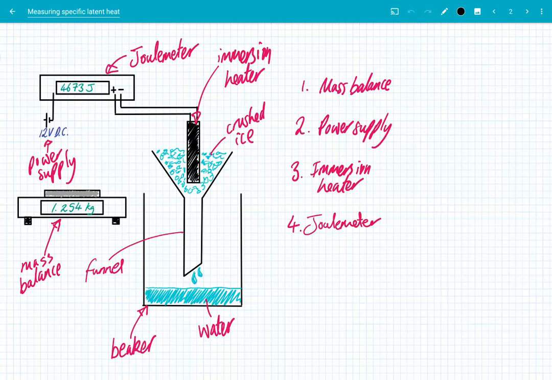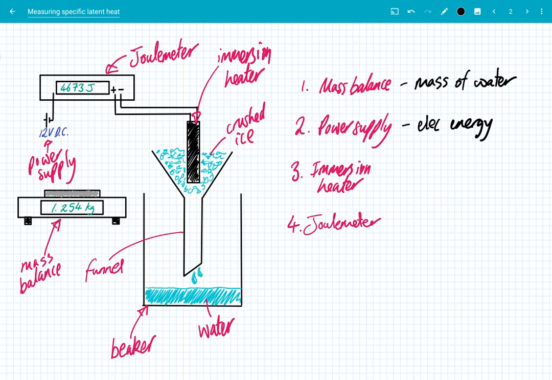So we've got a number of different bits of equipment here. We're going to need to use a mass balance to measure the mass of water that we melt. Really important that we use a mass balance to do this. We're going to need a power supply, and this power supply is going to supply electrical energy. And the electrical energy is going to be converted into thermal energy in the immersion heater. And the immersion heater is this black thing here, which is in the ice, and it's actually going to be used to melt the ice. So that supplies thermal energy. And that thermal energy is going to melt our ice.